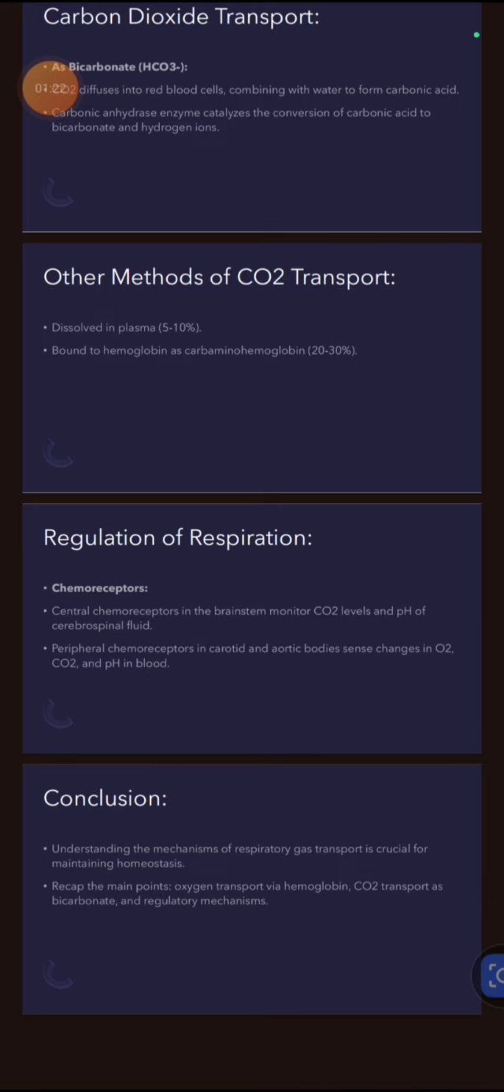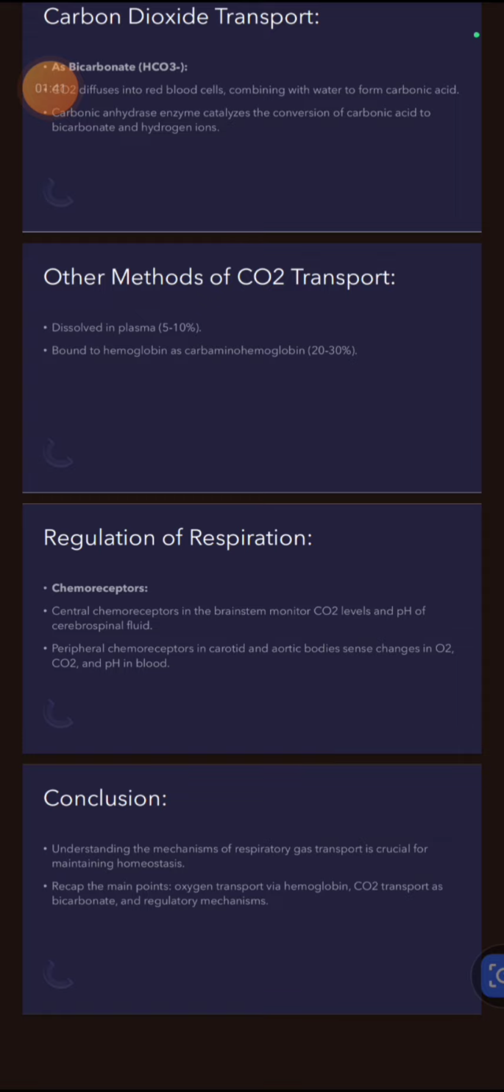Regulation of respiration. Chemoreceptors. Central chemoreceptors in the brainstem monitor CO2 level and pH of the cerebrospinal fluid. Peripheral chemoreceptors, the carotid and aortic bodies, sense changes in O2, CO2, and pH in the blood.